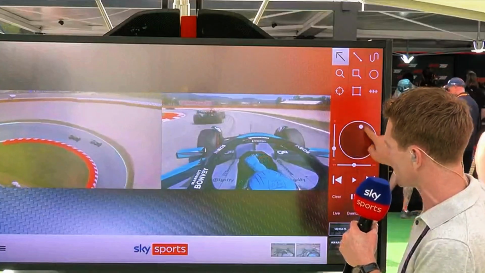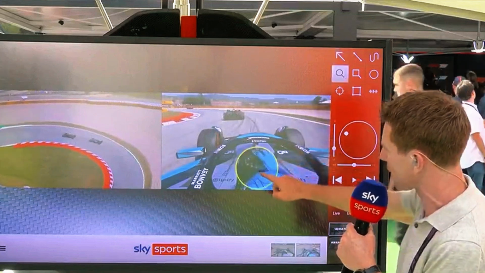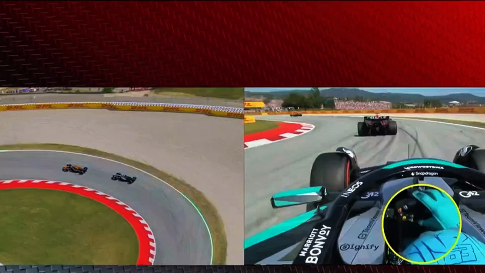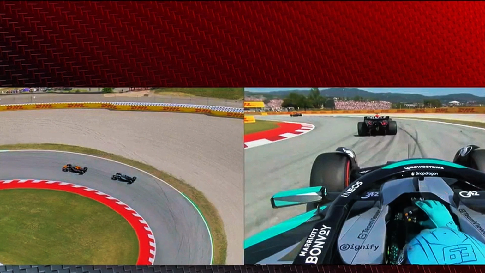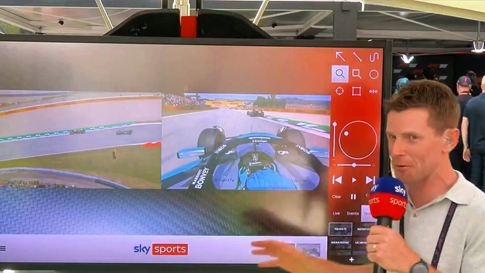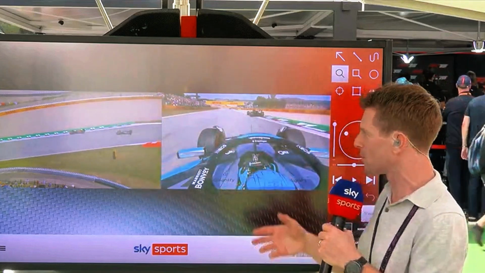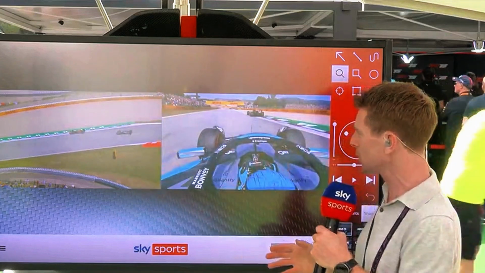And George is very quick. Look, mid-corner, he's very quick onto the radio button. It's only just happened. He's immediately on the radio saying, what on earth was that? And I tend to agree. I don't like to see that, whether the blood is boiling or not. I think Nico called it right.